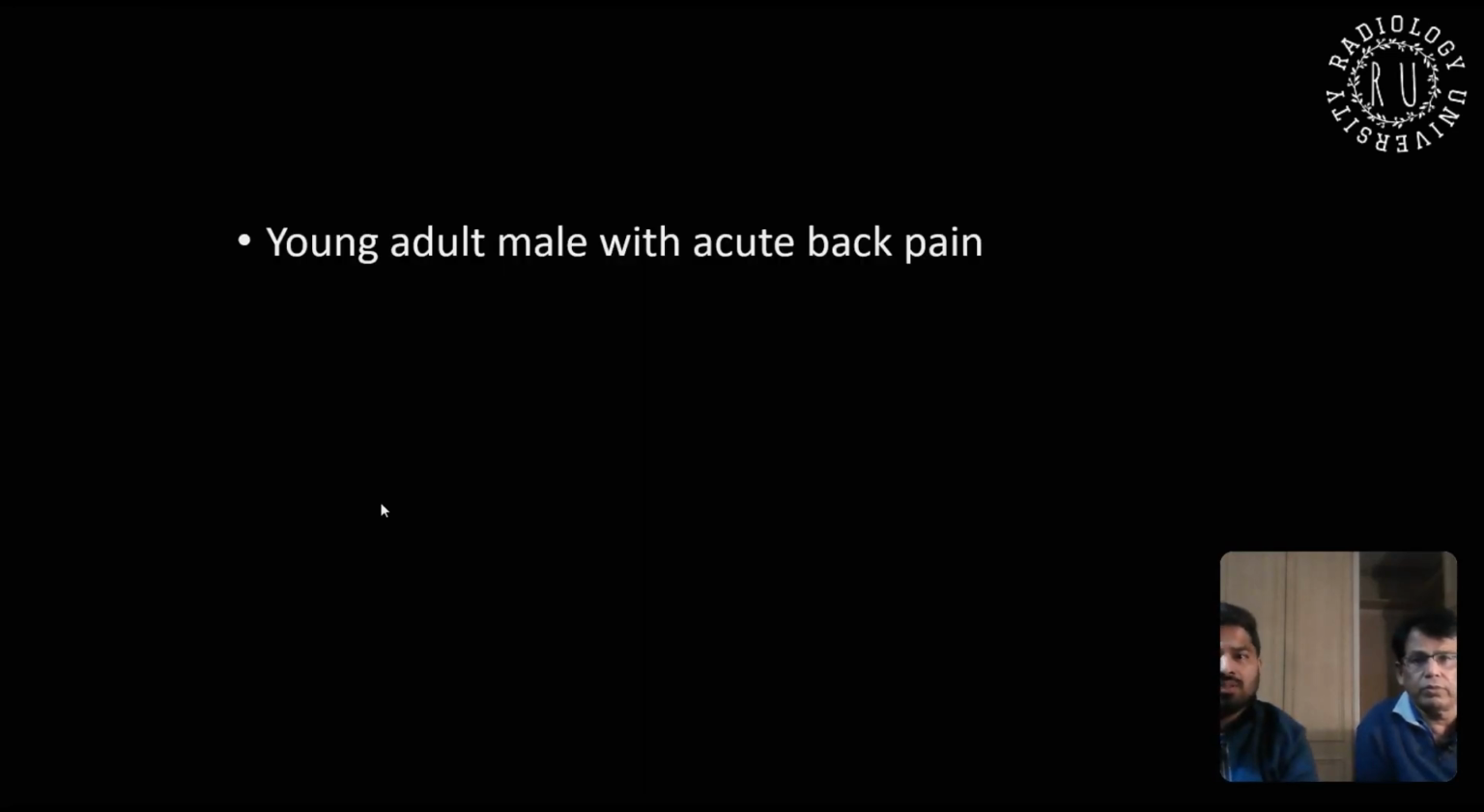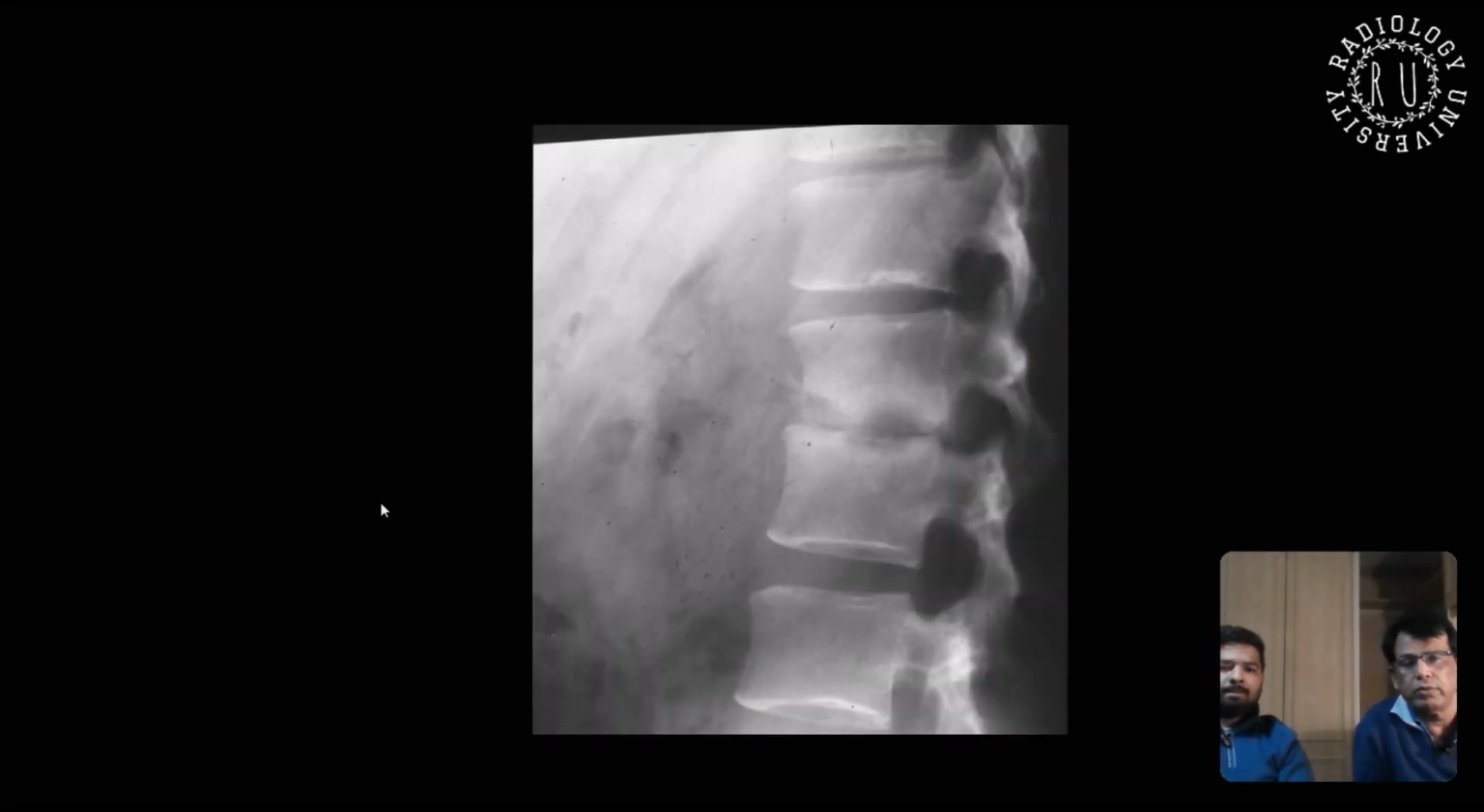So we have a young adult male who is presenting with acute back pain. Again, we have a focal single radiograph, a lateral dorsal spine. I couldn't count the level, but what I see is a loss of disc height at the level shown. There is loss of disc height.